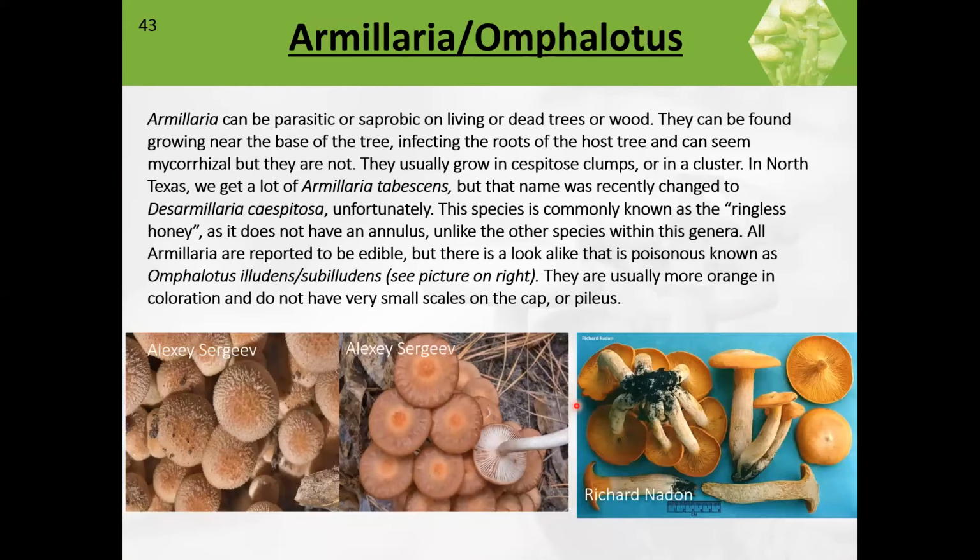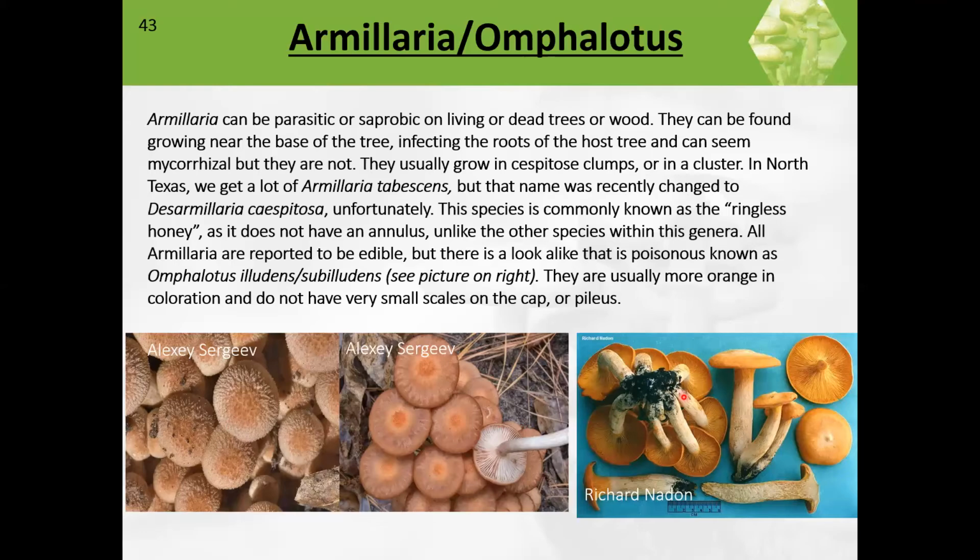Armillaria and Omphalotus. So these two are very similar. I kind of put it in Armillaria, but recently it was changed to Desarmillaria caespitosa. And that's kind of where the confusion comes in, right? So you had one thing that everybody in the world calls the ringless honey mushroom, or Armillaria tabescens, which is this specimen to the left here, and its toxic cousin, Omphalotus illudens, which we have here quite commonly as well.